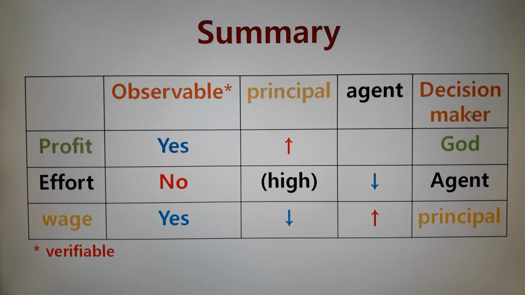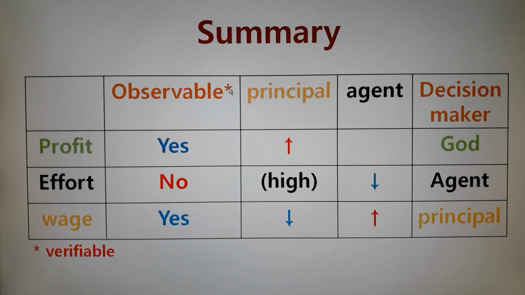Let's look at the observability. The profit, can we see it? Yes. Every day, the owner checks the register machine, and he finds out, oh, we have a profit of maybe $2,000 a day, or $2,500 a day. So it's measurable.